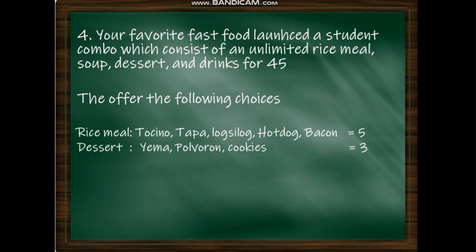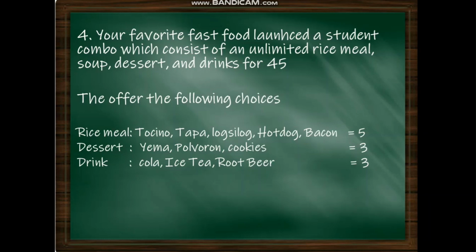Next, para naman sa dessert, we have yema, polvoron, and cookies. So, meron kang 3 option. Then, para naman sa drinks, meron kang cola, iced tea, root beer. So, yun po yung inyong possible na pagpipilian. Doon sa rice meal, meron tayong 5. Sa dessert, meron tayong 3. At sa drink, meron tayong 3. Consider natin yung rice meal as M ways. Consider natin yung dessert as N ways. And consider natin yung drink as O ways.